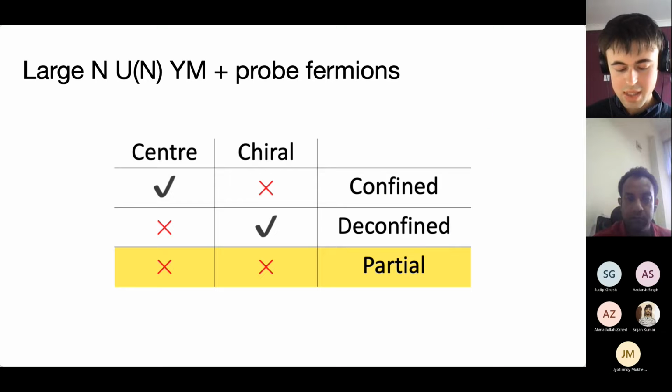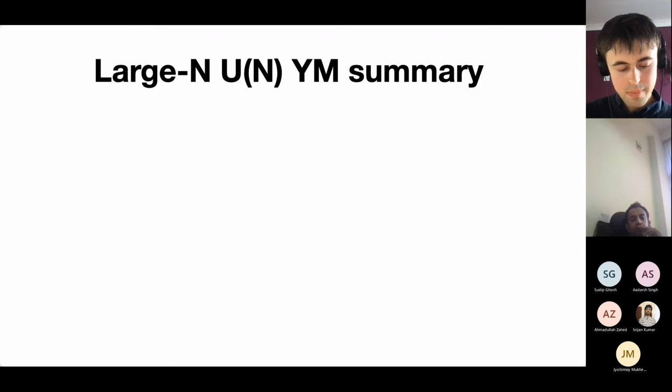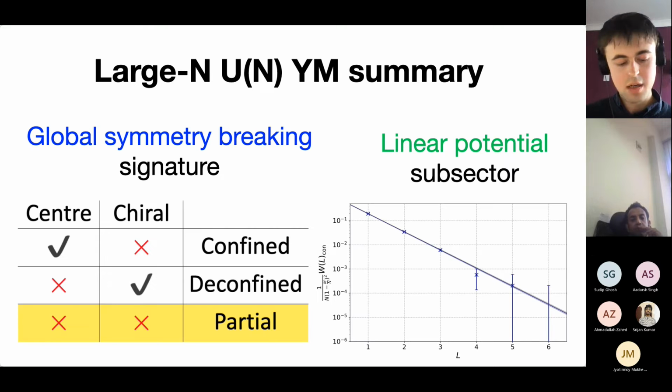So this is what we can conclude for this theory: that we can characterize the partial phase by having both broken center and chiral symmetry. So this is the summary for this large N SU(N) Yang-Mills theory that we've explored. It has this global symmetry breaking signature, and it has a linear potential in the subsector.